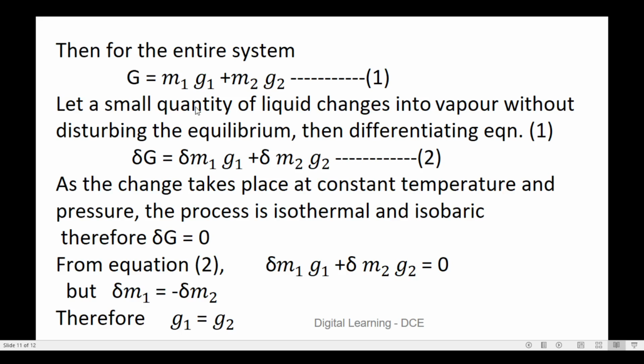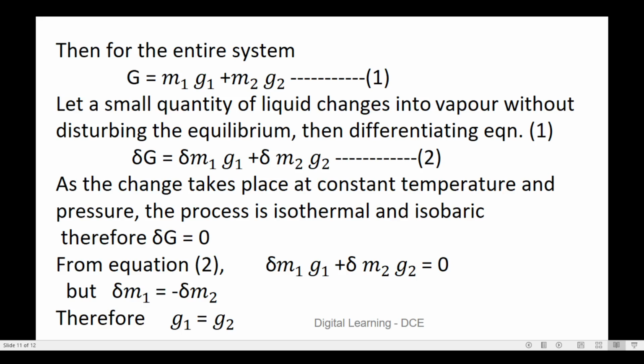So now let a small quantity of liquid change into vapor without disturbing the equilibrium, and then let us differentiate equation 1. So we get delta G equals delta M1 G1 plus delta M2 G2, call that equation 2, where delta G gives change in Gibbs potential. Delta M1 and delta M2 are the changes in the masses of liquid and vapor phases of a substance. But the system is closed. The changes take place at constant temperature and pressure. Hence the process is isothermal and isobaric. Under this process, the change in the Gibbs potential, that is delta G, will be equal to 0. So equation 2 becomes delta M1 G1 plus delta M2 G2 equals 0.